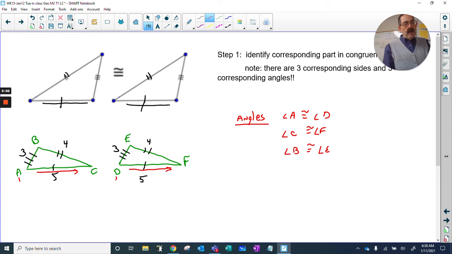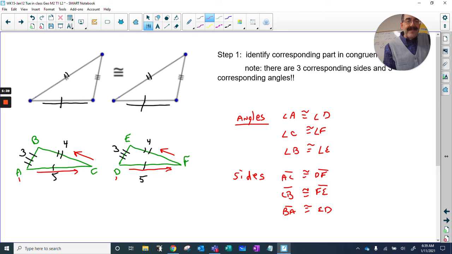Now we've got to do the same thing with the sides. Again, I see the side with one hash mark, and we're going towards the 2. So segment AC is congruent to segment DF. CB, FE. Those segments are congruent. ED, BA. BA is congruent to ED.